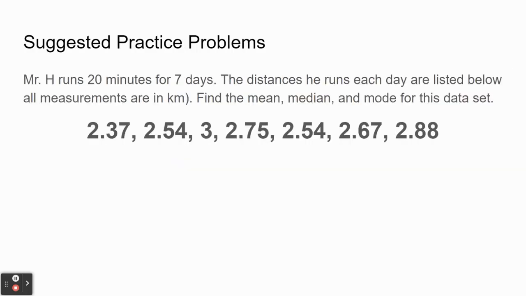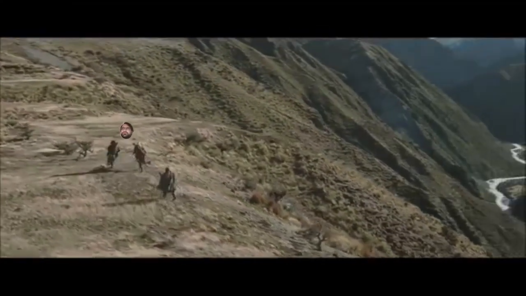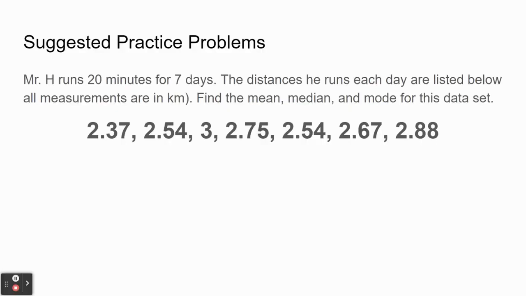So our suggested practice problems, again, it's kind of just one problem, but you're going to find the mean, median, and mode. Mr. H runs 20 minutes for 7 days. The distances he runs each day are listed below, and all of the measurements are going to be in kilometers. You're going to find the mean, median, and mode for this data set. So pause the video, remember to put them in order first, and of course, good luck.